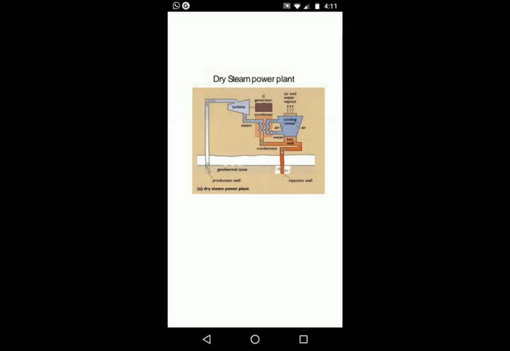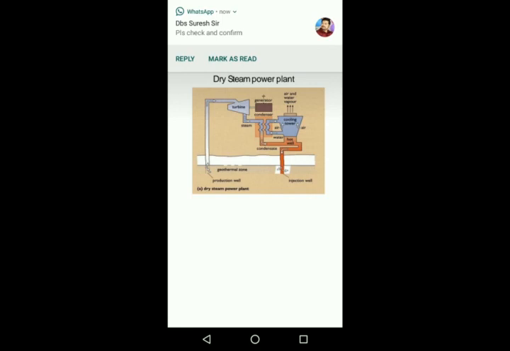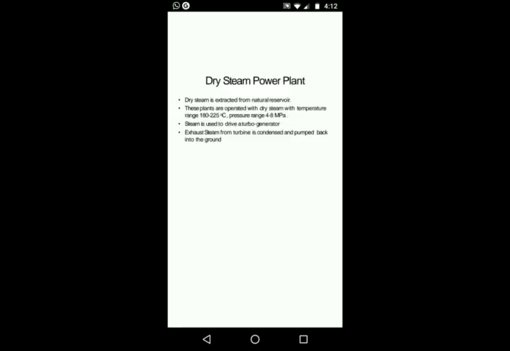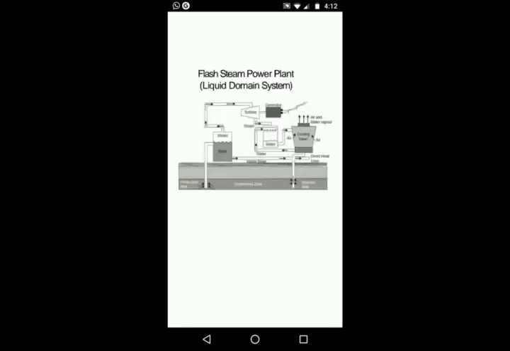This is about the dry steam power plant, and the next one is liquid dominated systems. Under the liquid dominated systems, there are basically two power plants. The first one is the flashed steam system, and the second one is the binary cycle system. This diagram shows the system.